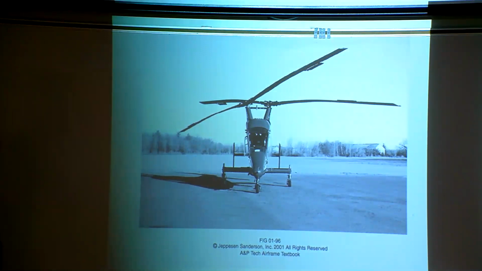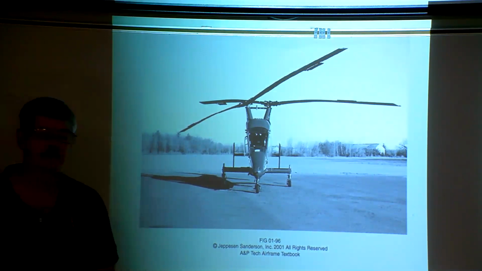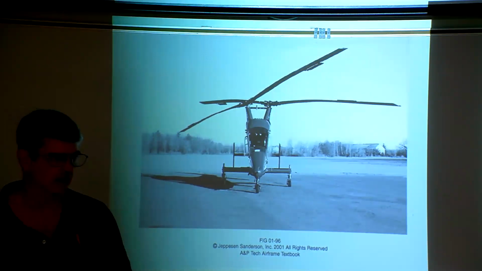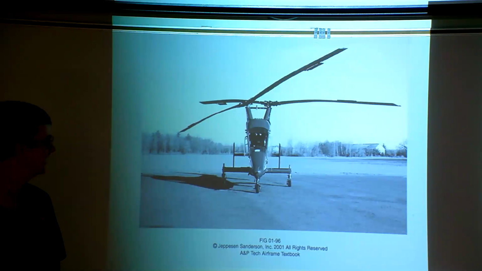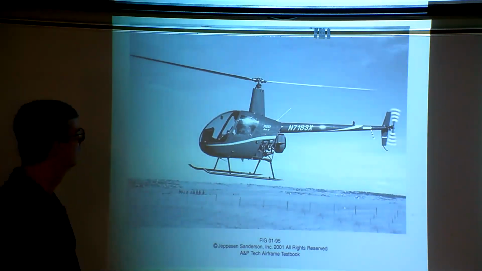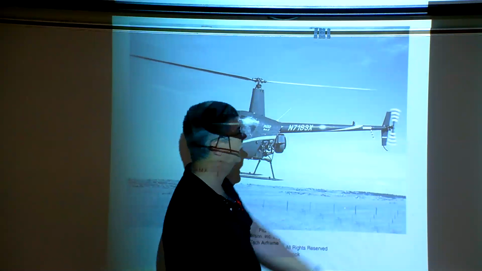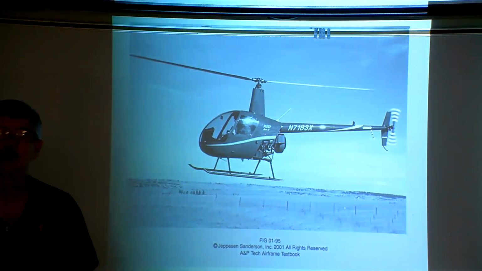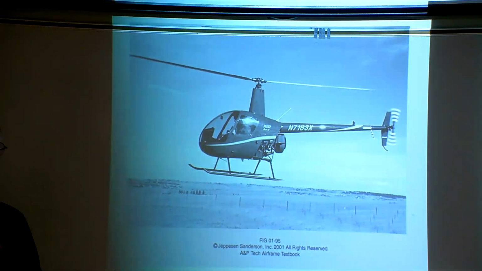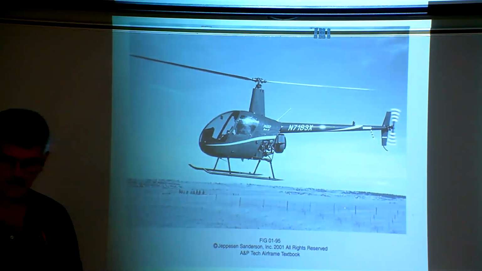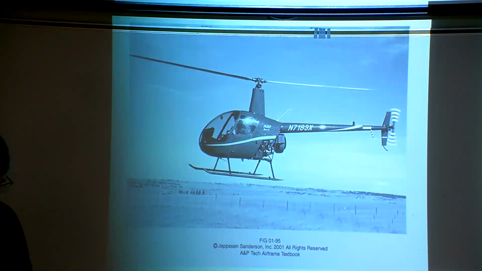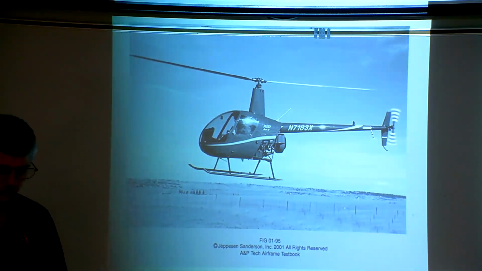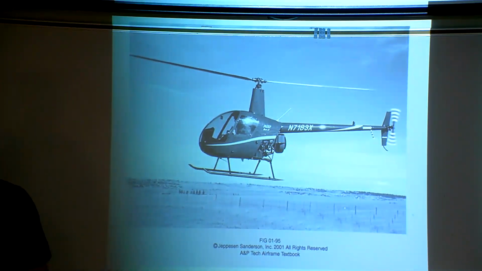When they have the two rotors, they will not have a tail rotor, whereas the single rotor systems will always have a tail rotor. But that ain't always true. There are helicopters now that have no tail rotor, and those are called NOTAR. And we will be talking about that later on today. All right. Now, there are different types of rotor systems.